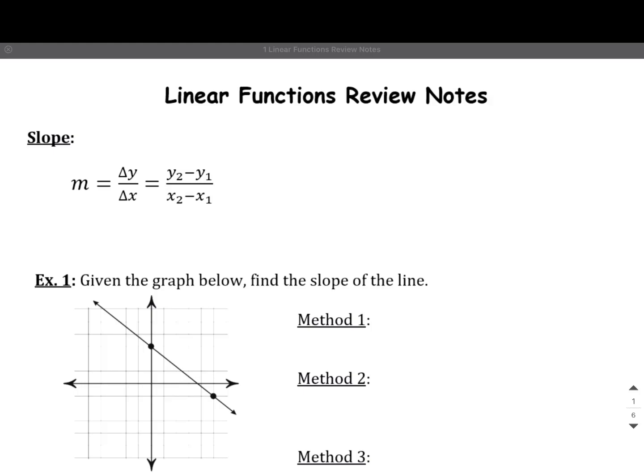Hi guys, welcome to our first video that reviews the stuff we need to know for precalculus that we should already know, but may have possibly forgotten. So the first thing we're going to review are some linear functions.